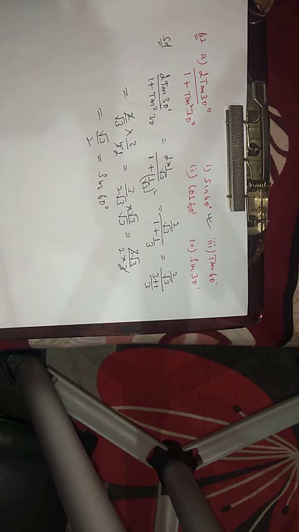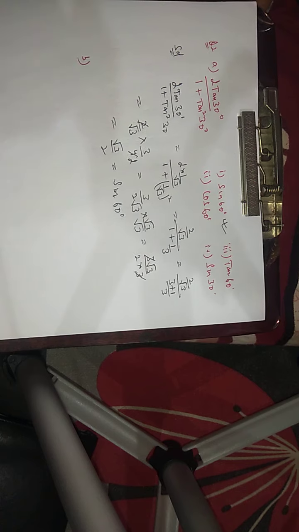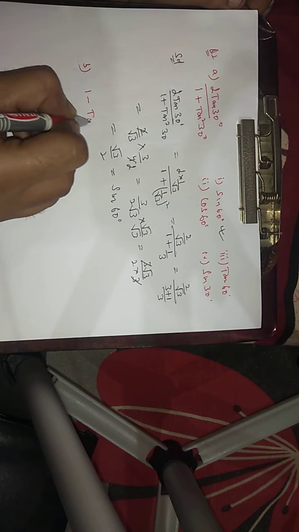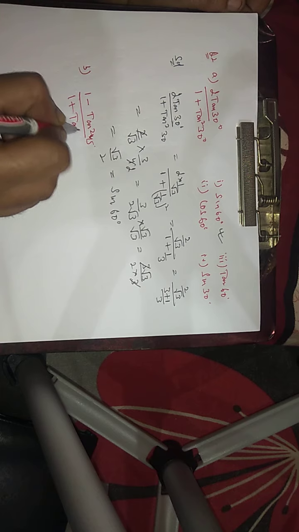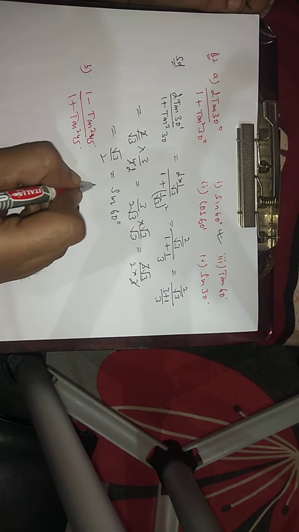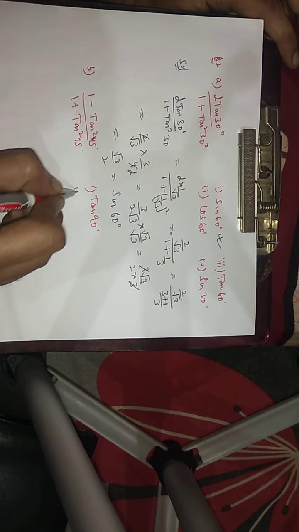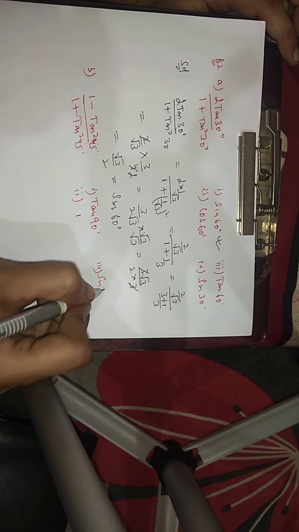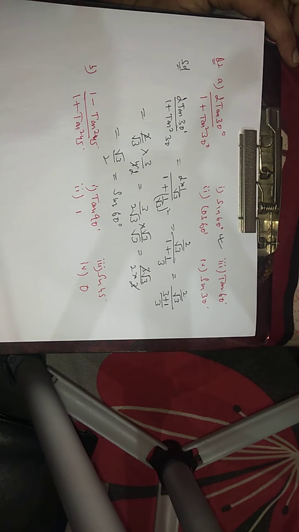Okay, so now let's move towards the next part, part number B. In part number B, what we are given is 1 minus tan square 45 degree upon 1 plus tan square 45 degree, and the options are: option 1 is tan 90, option 2 is 1, option 3 is sin 45, and option 4 is 0. So let's go for that.